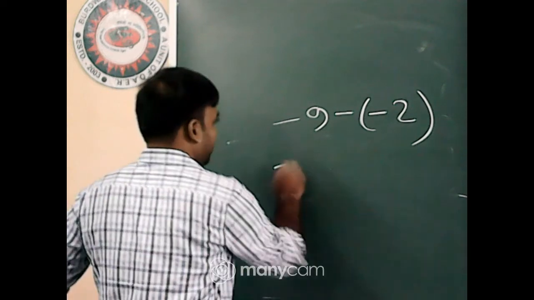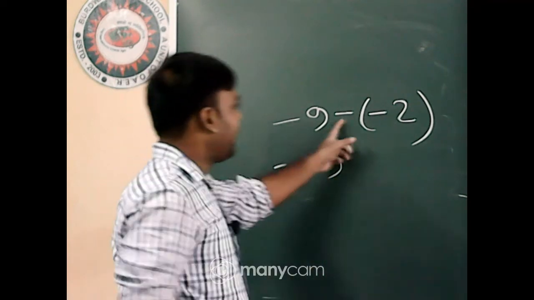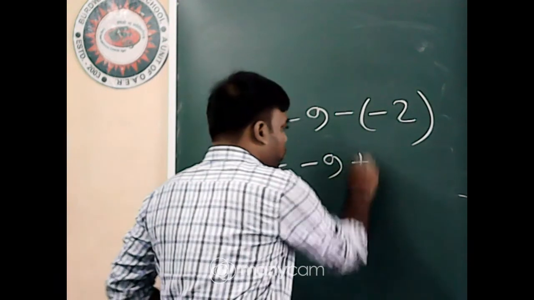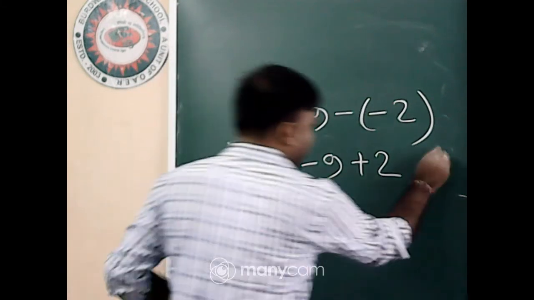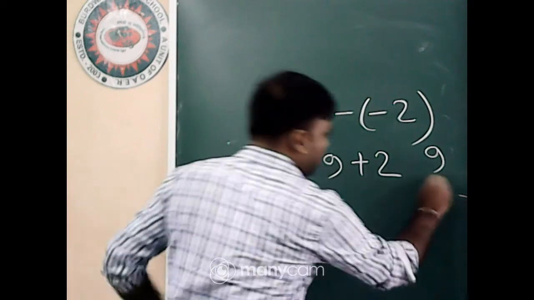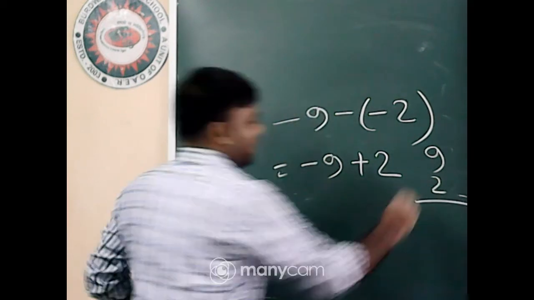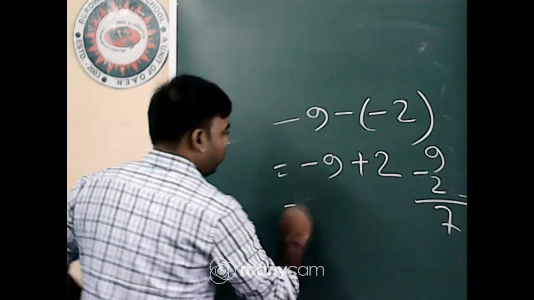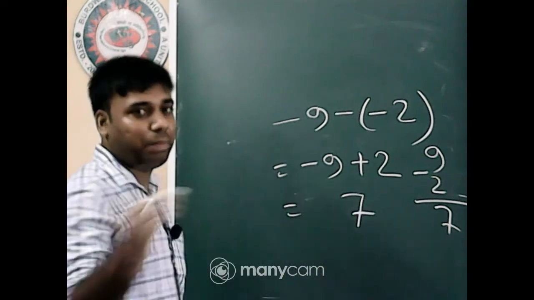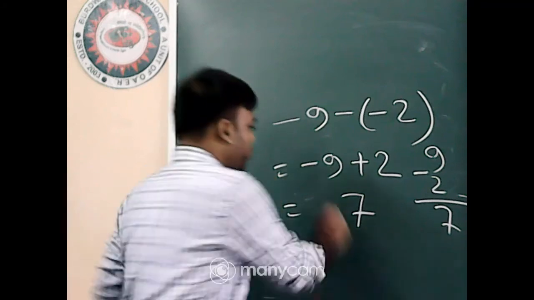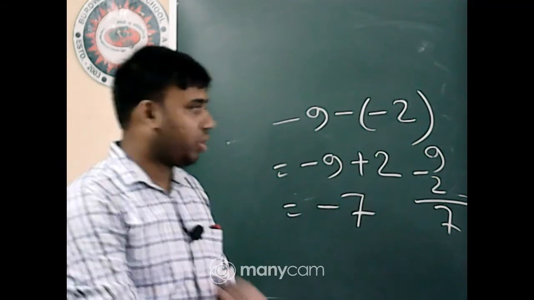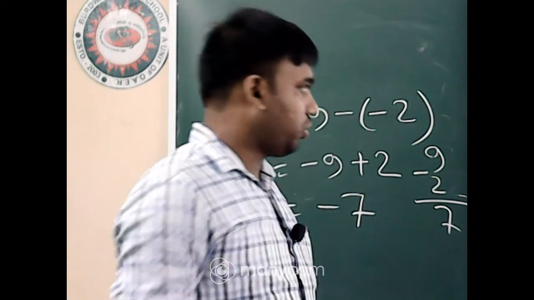So that is -9. Minus into minus, +2. Opposite sign, subtraction. Which one is greater? Write it down, 9. Which one is smaller? 2. Opposite sign means subtraction. So 7. What will be the sign of 7? Plus or minus? As 9 is greater, what is the sign of 9? That is minus. So put the minus sign here. Got it? Yes, Kaushalya, you have answered fast.